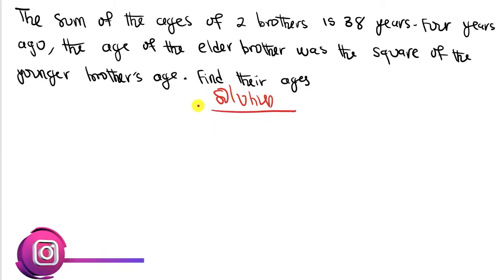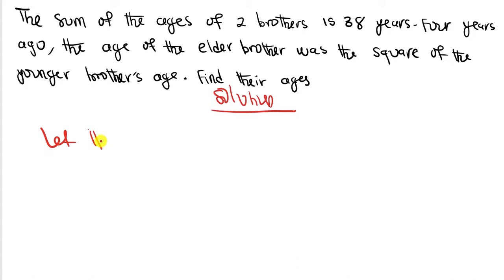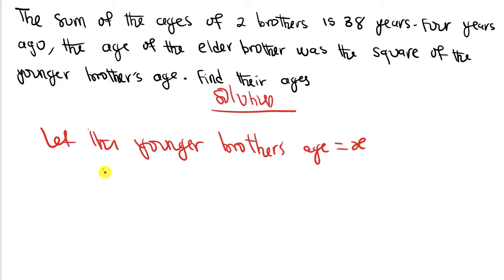Okay. So we have two brothers. You don't know their ages. So let's represent them by some variables of our choice. So let's say we let the younger brother's age be equal to x, and then we let the elder brother's age be y. So we are using x and y to represent their present ages.